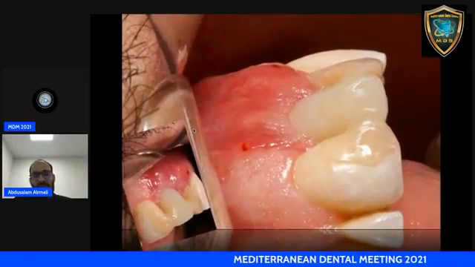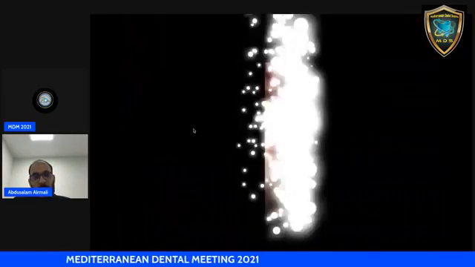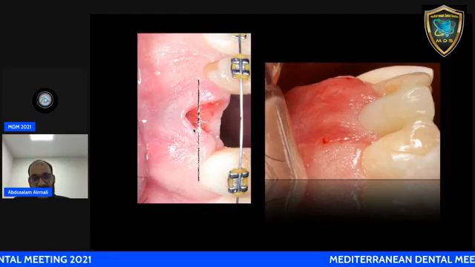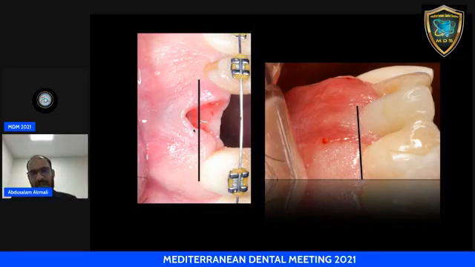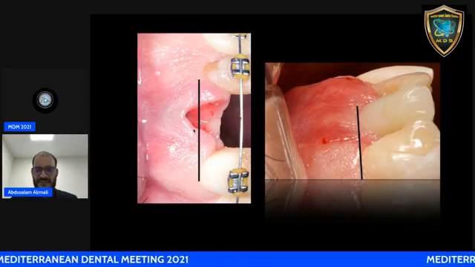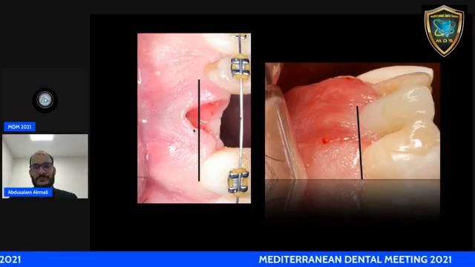The result after 2 months from surgery. So we start with this and end up with that. We start with this kind of recession, and we end up optimizing the gingival zenith and gingival thickness and hiding the implant shadow.